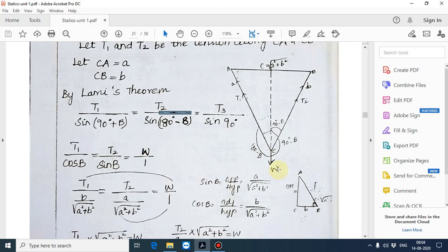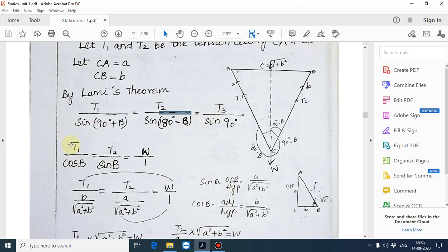Here this angle is 90 degrees. This is 90 plus B, this is 90 minus B, and this whole one is 180 minus B. This is tension T2. So for this whole angle 180 minus B, T2 divided by sin of 180 minus B is equal to T3 divided by sin 90, by Lami's theorem. You see Lami's theorem, you will get the idea.